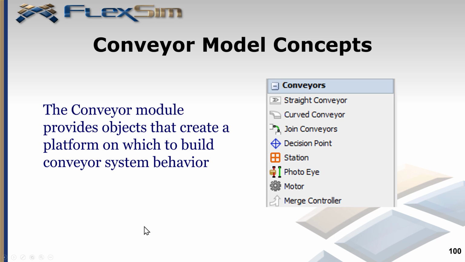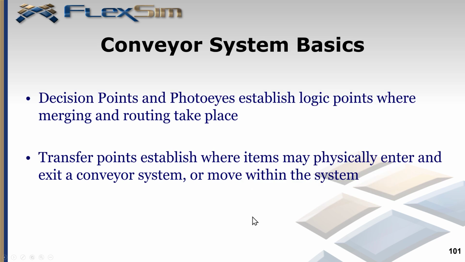Conveyor model concepts. The conveyor module provides objects that create a platform on which to build conveyor system behavior. Here's a list in the library of conveyor objects. So the decision points and photo eyes establish logic points where merging and routing take place. Transfer points establish where items may physically enter and exit a conveyor system or move within the system from one conveyor to the next.